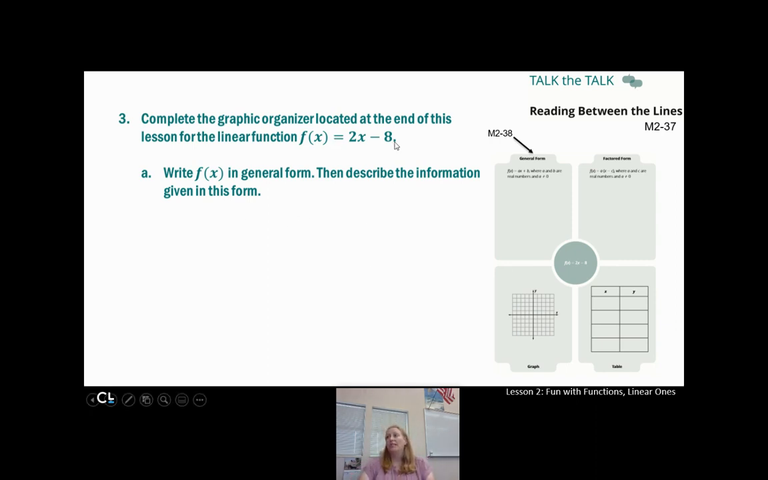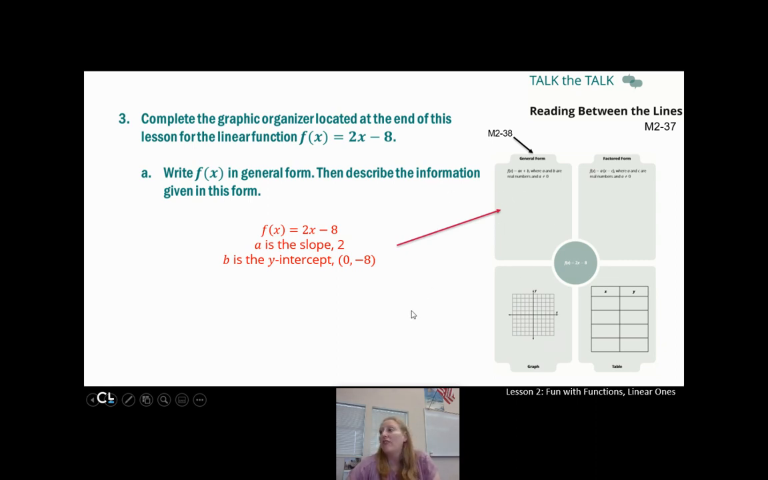So general form is easy because that's the one they gave me. F of x equals 2x minus 8. a is the slope, negative 8 is the y-intercept. That's our b value. And I'm going to put all of that right here. I just put it out here because it would have been too small for you to see over there. But all of this should be written in this little chunk of your box on your graphic organizer.